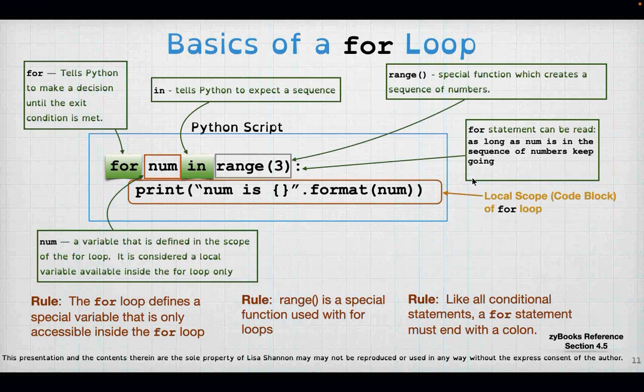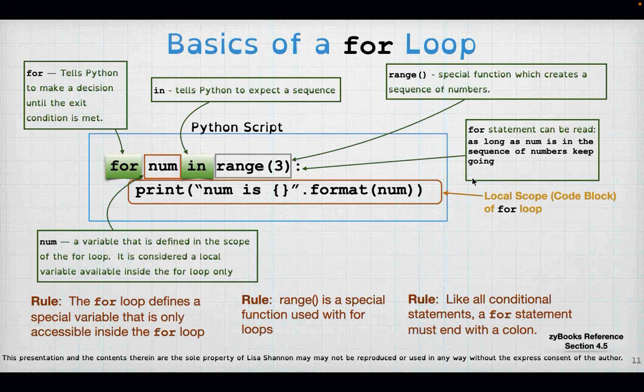A for loop defines a special variable that is only accessible inside the for loop. That's num. Now, it doesn't have to be called num. It just has to be a valid variable name. You could have called that pi. Doesn't matter.